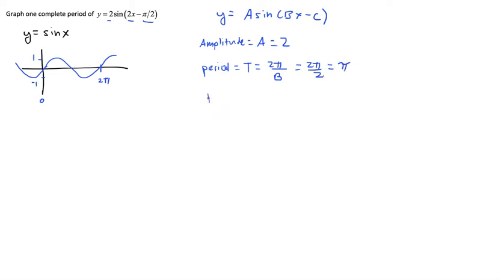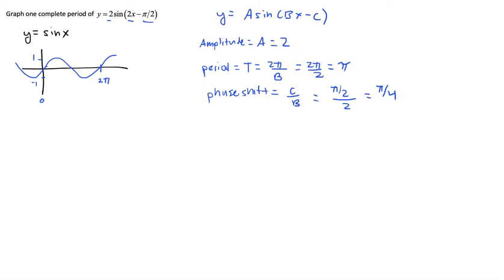And finally, the phase shift, right? The phase shift is c divided by b. Okay, in this case, c is equal to pi over 2 divided by b, which is 2. So pi over 2 divided by 2 gives us pi over 4. That's going to be the phase shift here. Okay, so we use the values of a, b, and c to determine the amplitude, the period, and the phase shift. Okay, now we should be able to plot this guy.